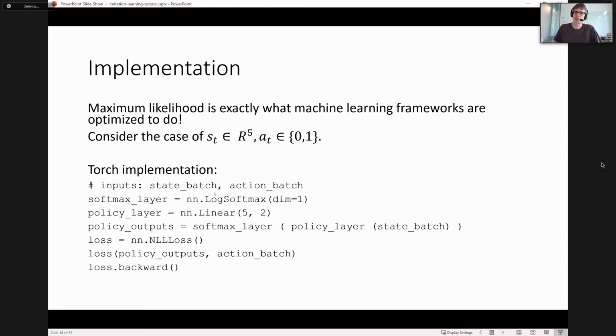And the reason it's so simple is because people have put in a lot of effort in terms of software engineering to make maximizing log likelihood easy, right? Because it's so popular. Okay, cool.